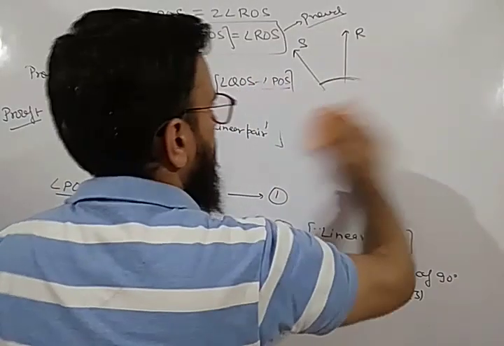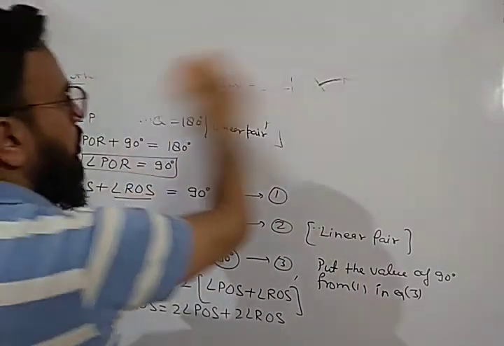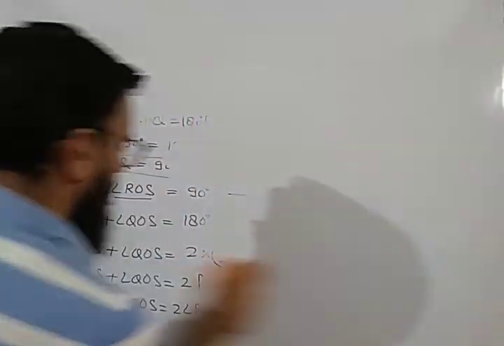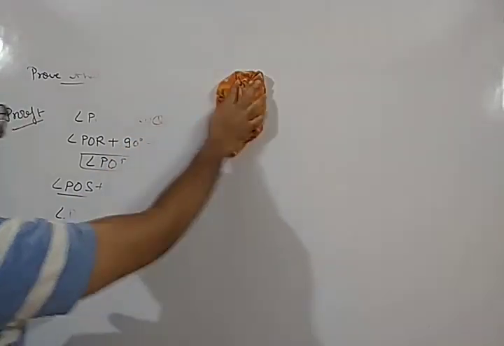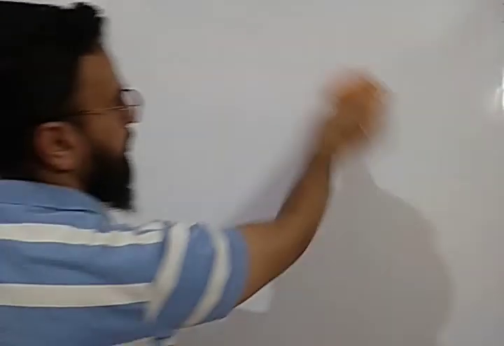Now let us solve one more question. Now I think you are able to solve the questions of proving also, how you have to prove the questions. Now we are coming to a question of linear pairs and vertically opposite angles.